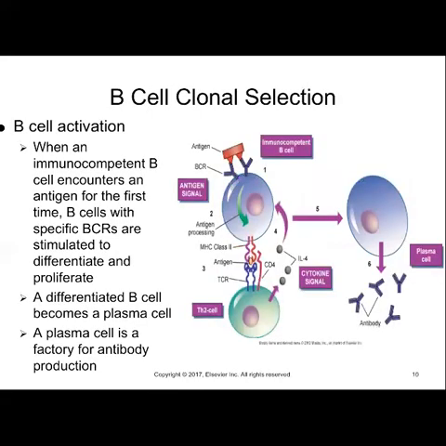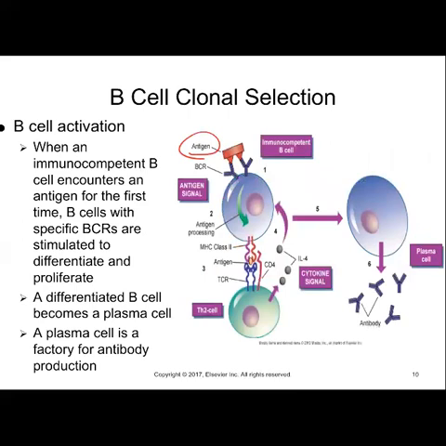Clonal selection. Clonal selection is basically when a B cell gets activated, it makes multiple clones of itself. We'll talk a little bit about that. Again, the key thing is an antigen. Every B cell recognizes a different antigen. So an immunocompetent B cell encounters an antigen for the first time. If it happens in the future, it's a slightly different process.